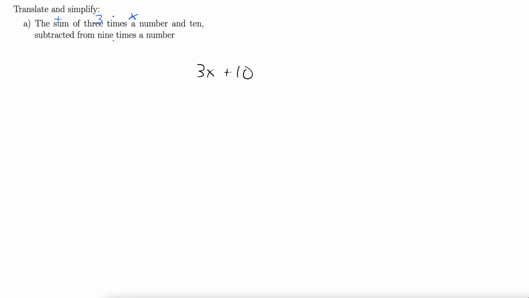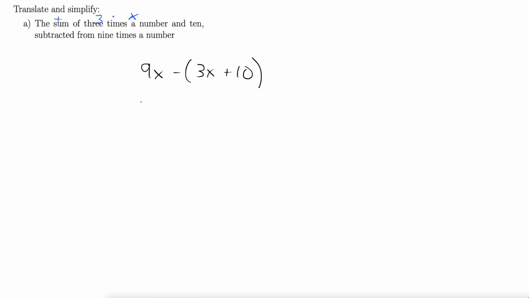subtracted from 9 times a number. So this means we're subtracting all of this from 9 times a number. So here's 9 times a number, and we're subtracting all of this, right? So when it says the sum of 3 times a number and 10 subtracted from, that means we're subtracting this entire quantity, so you want these parentheses in there.